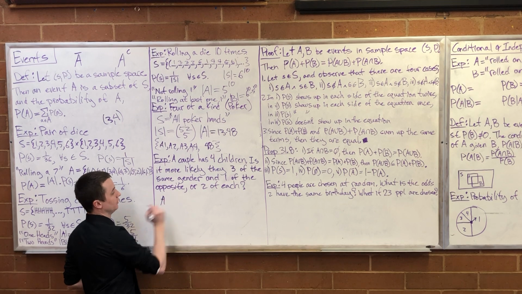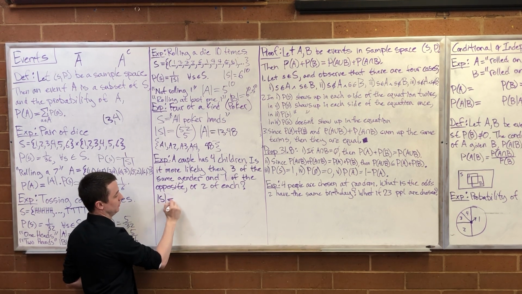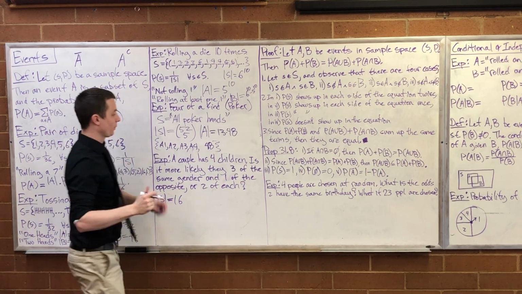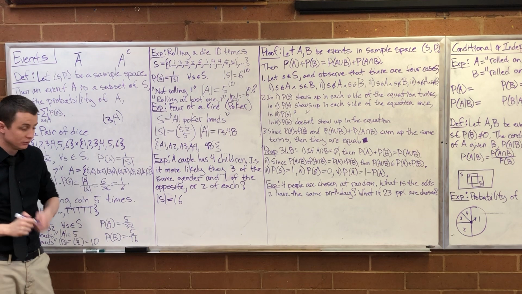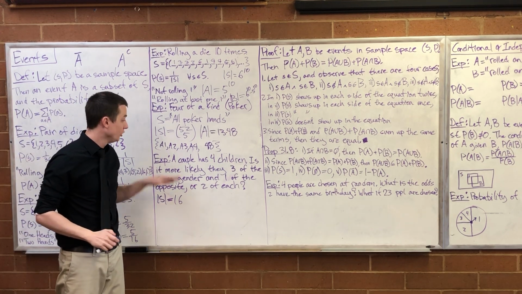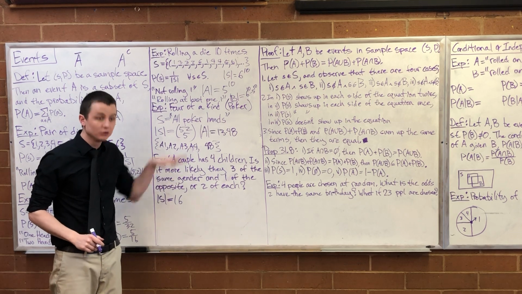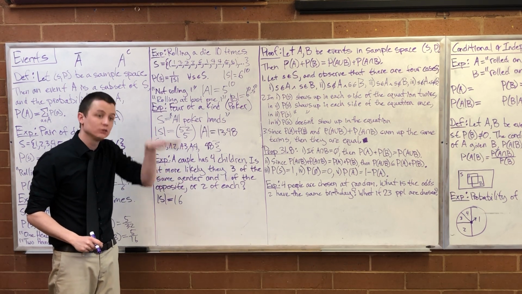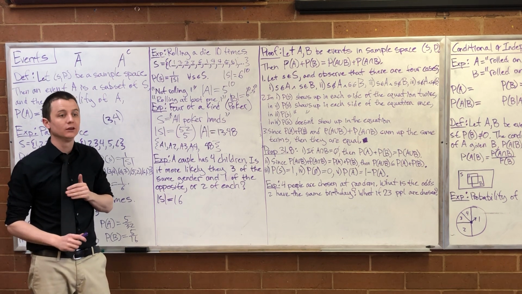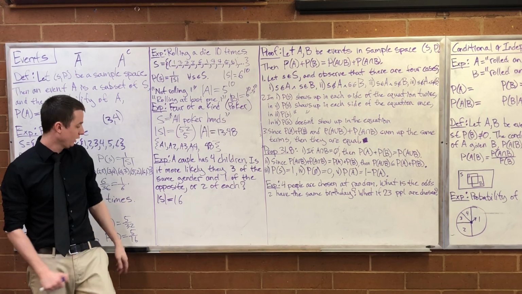So first off, let's talk about S. What's the size of S? 16. Why is it 16? You have 4 children. There's 16 ways you can have them by gender. You have 2 options for the first child, boy or girl, 2 options for the second child, 2 options for the third, 2 options for the fourth. 2 times 2 times 2 times 2 is 16, that was quick math.